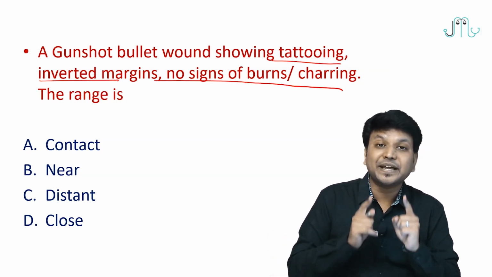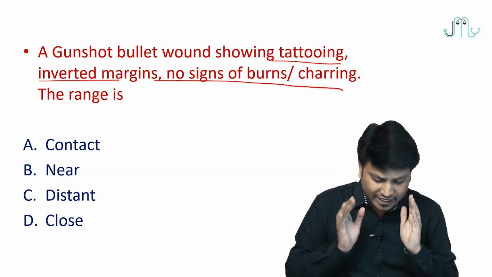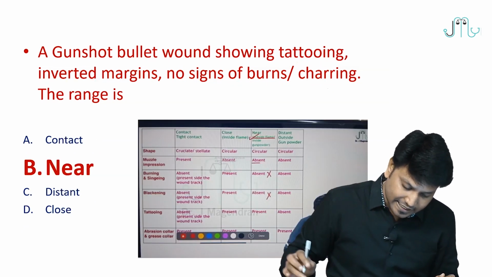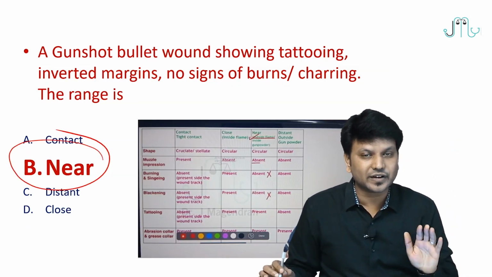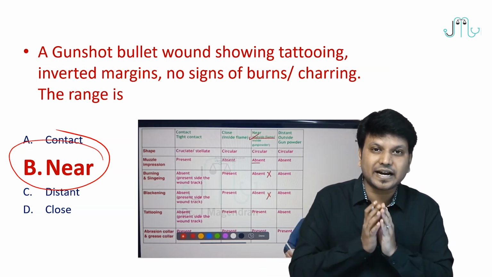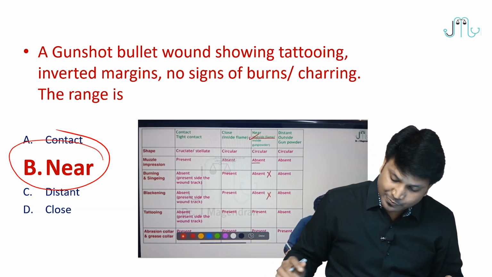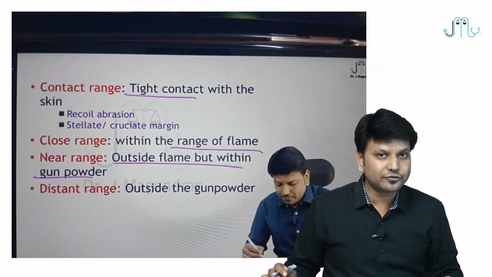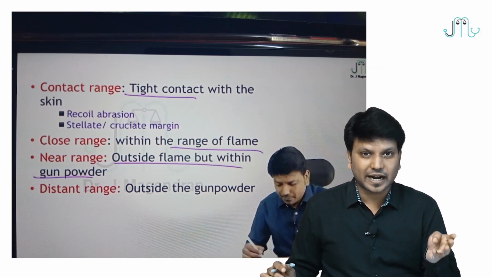Tattooing is seen, inverted margin, no signs of burning or charring. What is the range? It is very simple, friends. It is a case of near range. We have discussed this earlier, it's a case of near range. We will just try to identify it. We will try to deduce the answer from these keywords. Now, before that, you need to find out what are the ranges which you can get in rifle gun.